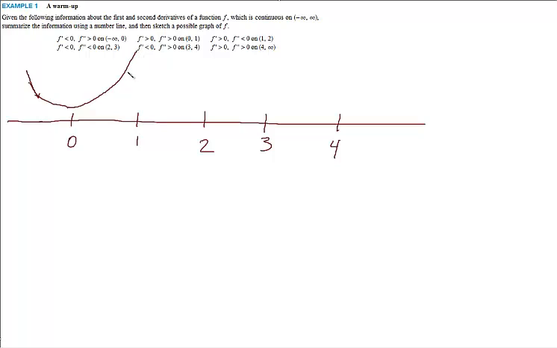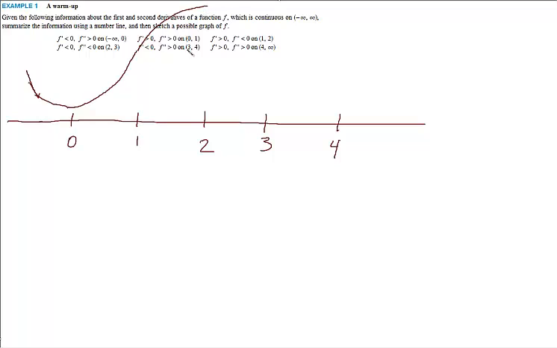So I got to 1. From 1 to 2, it's still increasing. Oops, I'm going to go through my words here. And it has now changed to concave down. So from 1 to 2, still increasing, but it's changed to concave down.